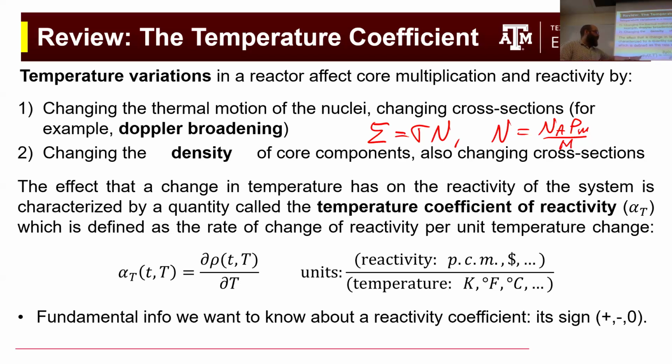So if we're talking about a temperature coefficient, then we replace that variable x with capital T, representing a temperature, which could be in Kelvin or Fahrenheit or Celsius. And ultimately, with any reactivity coefficient, the main thing that we care about is the sign of that coefficient. Is it positive or negative or zero? Because that's going to fundamentally tell us what kind of feedback that property is going to have on our system.